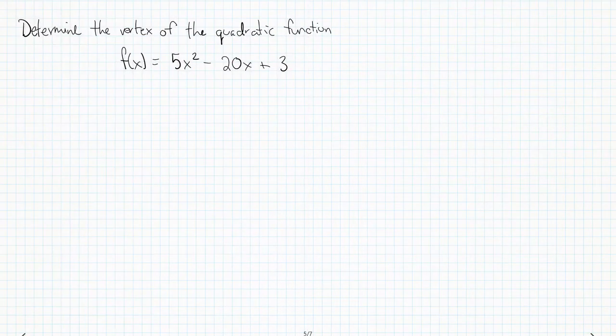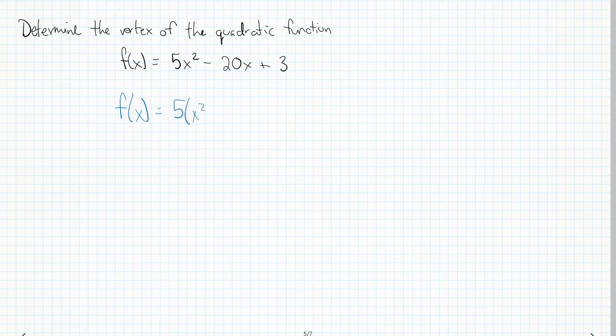So now for the vertex of a quadratic function, there's a couple ways to do this. We can do the completing the square process, which you may or may not remember. So completing the square process is we're going to have to rewrite this. So first off, you get 5. You can factor that out of the first 2 terms, so you get x squared minus 4x. Then we have that plus 3.